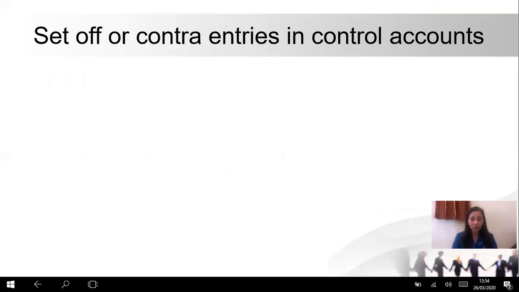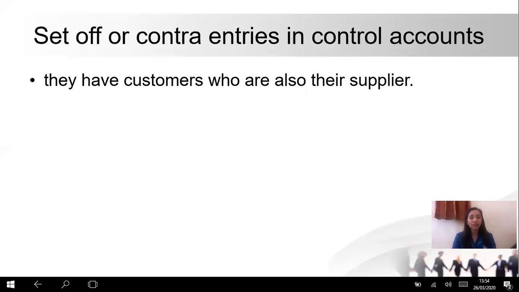So okay, the next term that we will learn is about set off or contra entry in control accounts. They have customers who are also suppliers. So basically, sometimes in a business, we do have the same customer. That customer buys inventory from us, right? But maybe we need supplies from them, so we also buy from them. So one person is a customer and also our supplier.